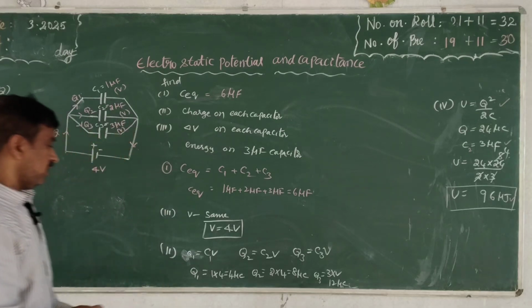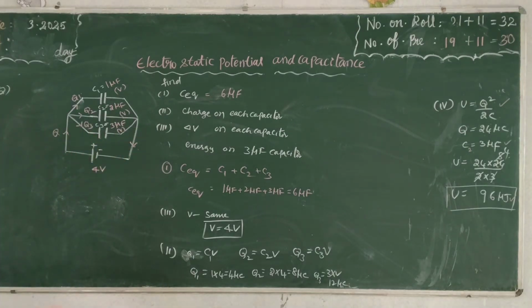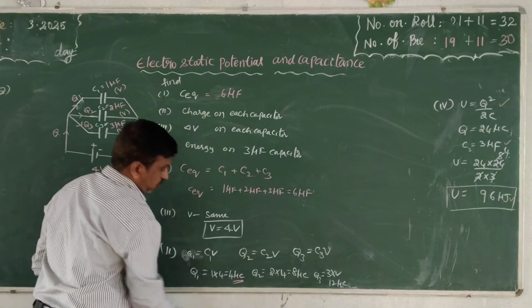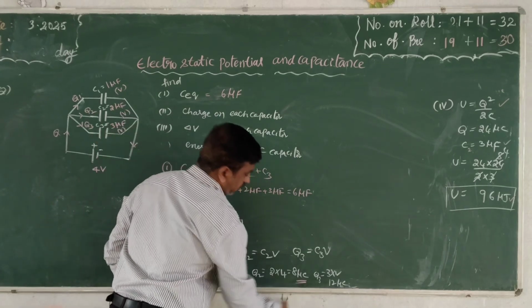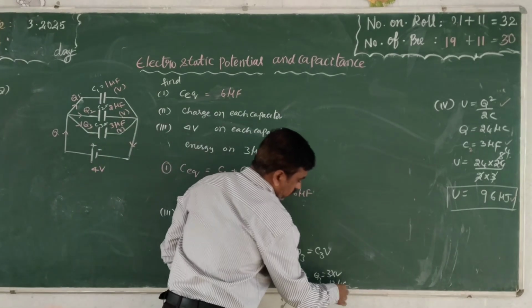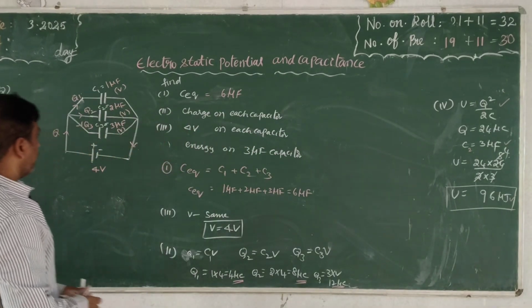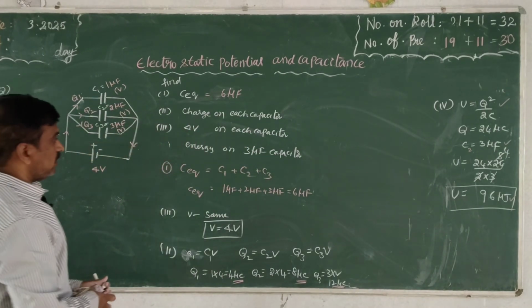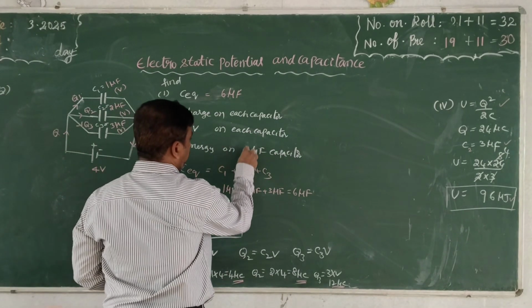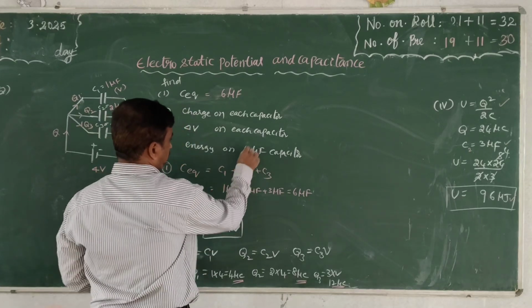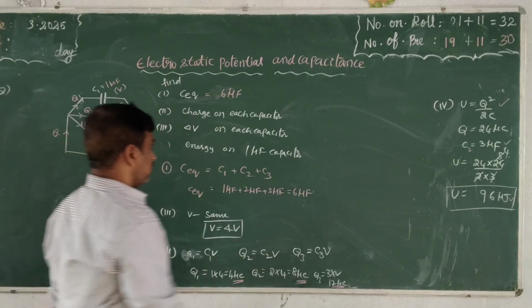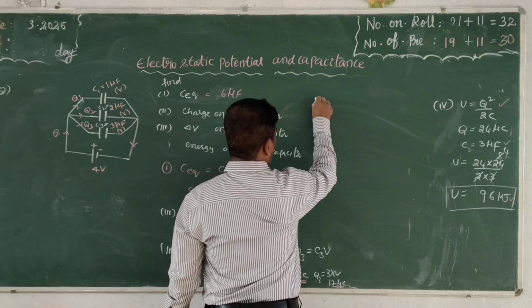What is the charge on each capacitor? Q1 is 4 microcoulombs, Q2 is 8 microcoulombs, Q3 is 12 microcoulombs. Now the third one: we find the energy on the 1 microfarad capacitor. What do we want to find? The energy on 1 microfarad. So what is the formula?